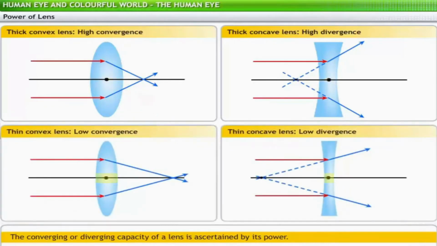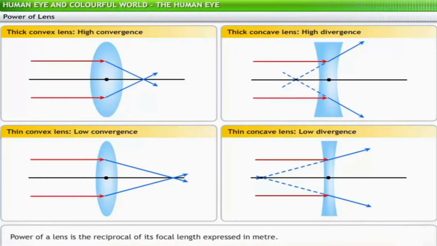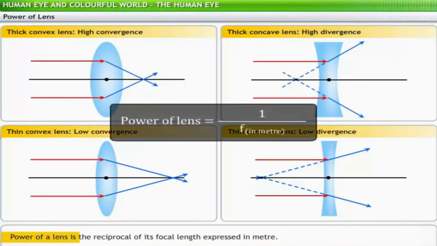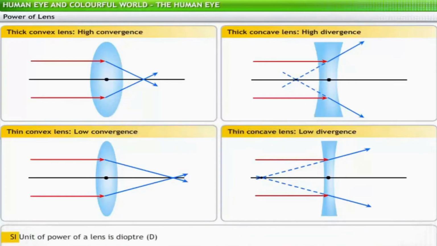Similarly, a thin convex lens has a larger focal length, and hence its convergence is lower. Thus, the converging capacity of a convex lens and its focal length are inversely related. Numerically, the power of a lens is the reciprocal of its focal length expressed in meters. The SI unit of power of a lens is diopter and is denoted by D.